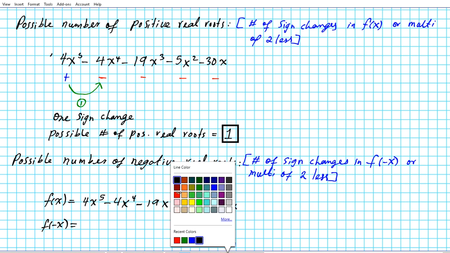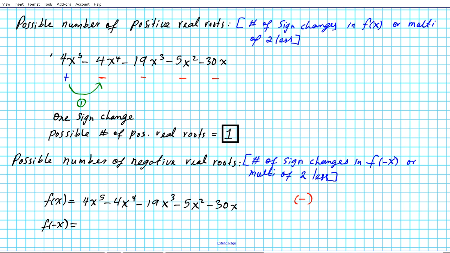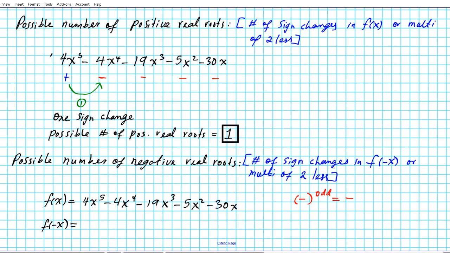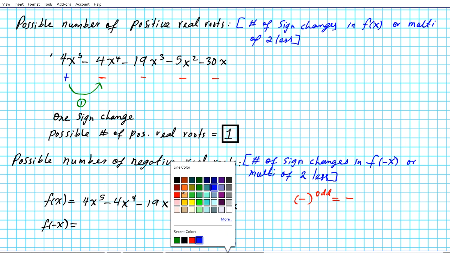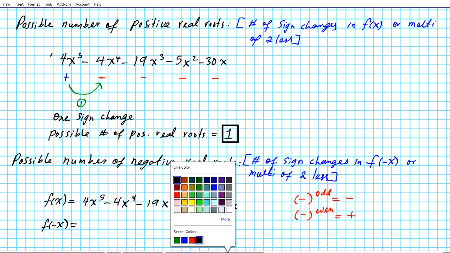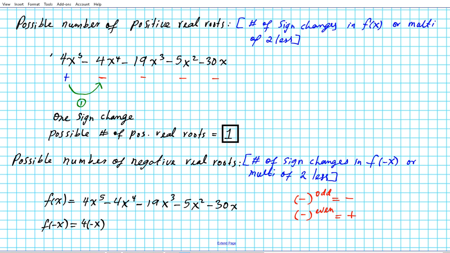Okay? Just remember that if you take a negative number and you raise it to an odd power, you're going to end up with negative. And if you take a negative number and you raise it to an even power, your end result sign will be positive. Okay? All right, so let's do the calculations here. So we're going to have 4 times negative x to the fifth minus 4 times negative x to the fourth minus 19 times negative x to the third minus 5 times negative x squared minus 30 times negative x. Okay?